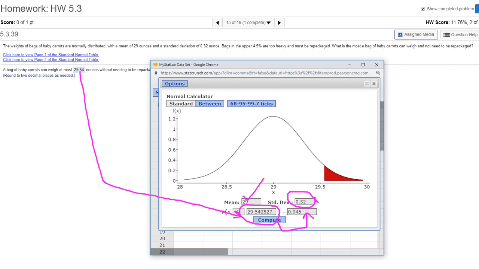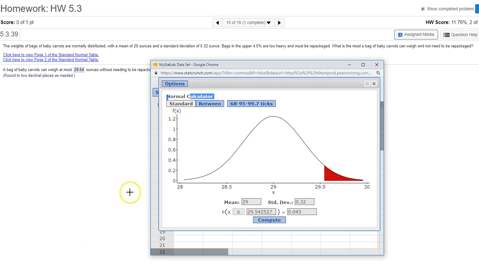Hope this helps. So if you don't understand something, pause, go back, repeat, pause, go back and repeat. But make sure you are understanding what's happening here. And please be mindful of which one is standard. Oh, I think I changed it. Please be mindful of which is your standard and which is your between. Okay? All right.